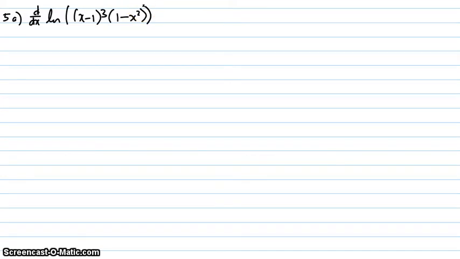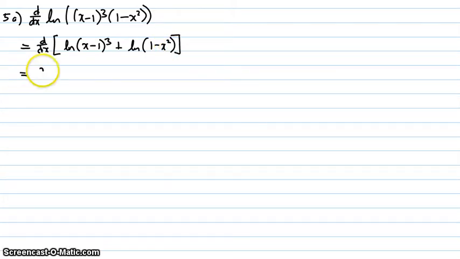Whenever we're differentiating logarithms, it's important that we use our laws of logarithms to simplify the expression rather than trying to differentiate something really ugly, needing to use the product and the chain rule. So, before I even differentiate, I'm going to use my laws of logarithms to simplify this. What I have to differentiate is ln (x − 1)³ plus ln (1 − x²). Already this is looking better, but I can do better still.